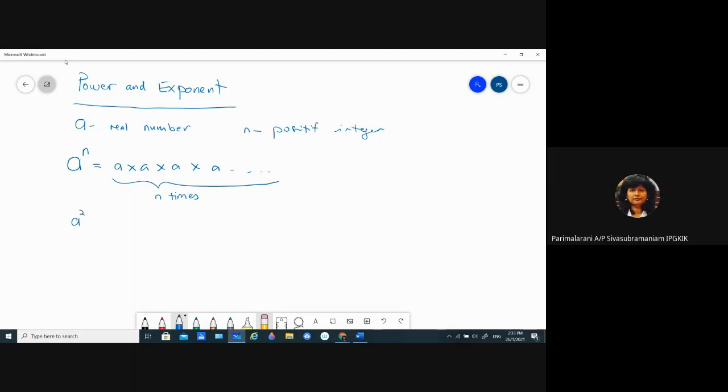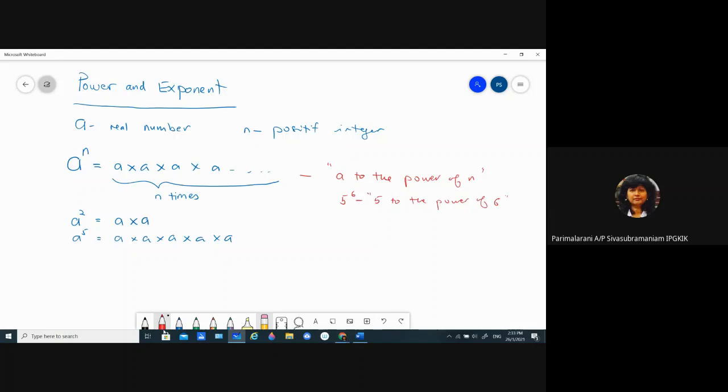So for example, a to the power of 2 means a times a. We are multiplying twice. A to the power of 5 is a times a times a times a times a. So we are multiplying 5 times. When we have a number like this, it is read as a to the power of n. So if we have 5 like this, then we read this as 5 to the power of 6.